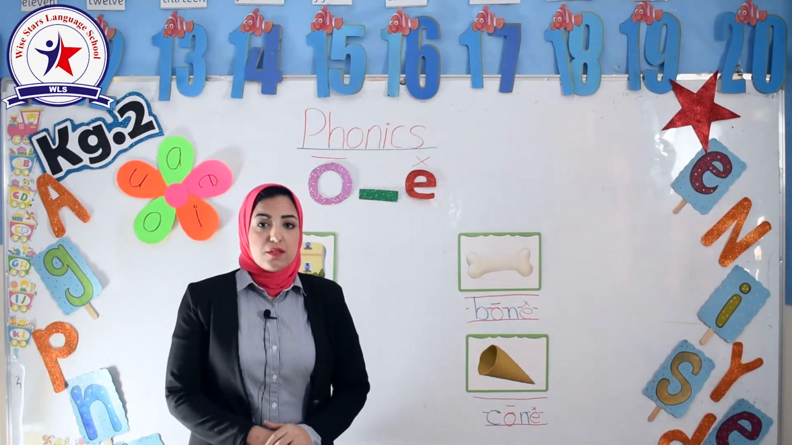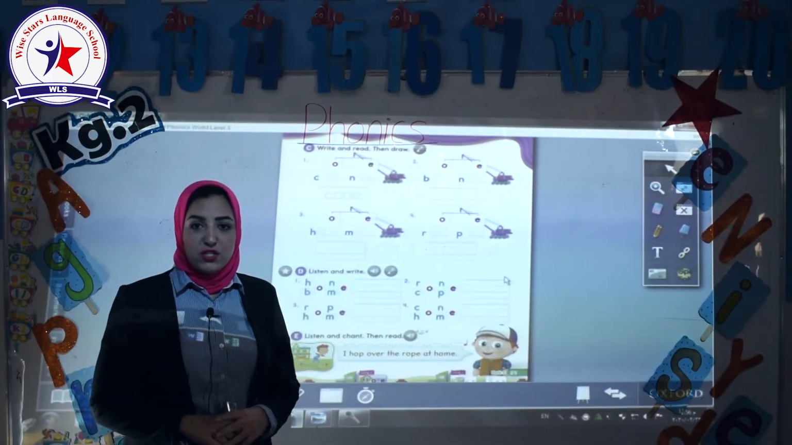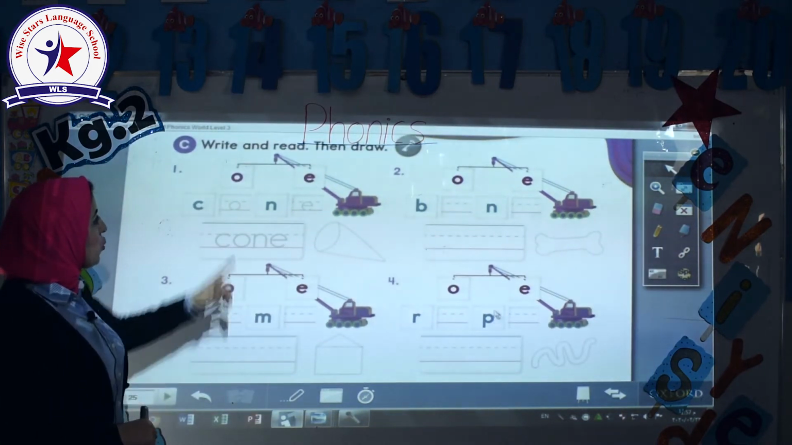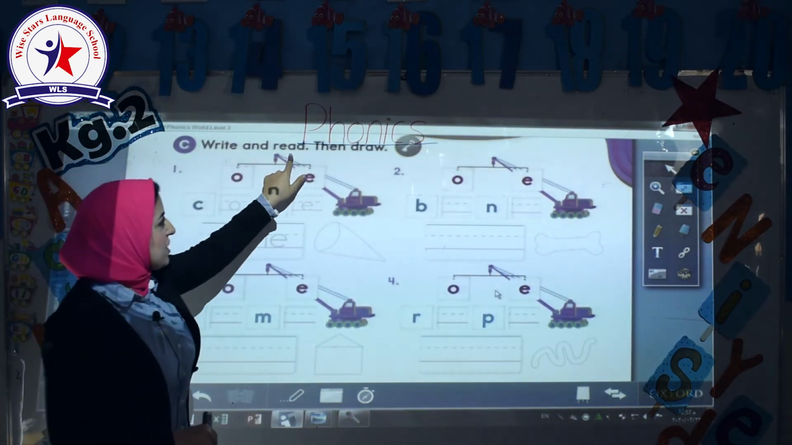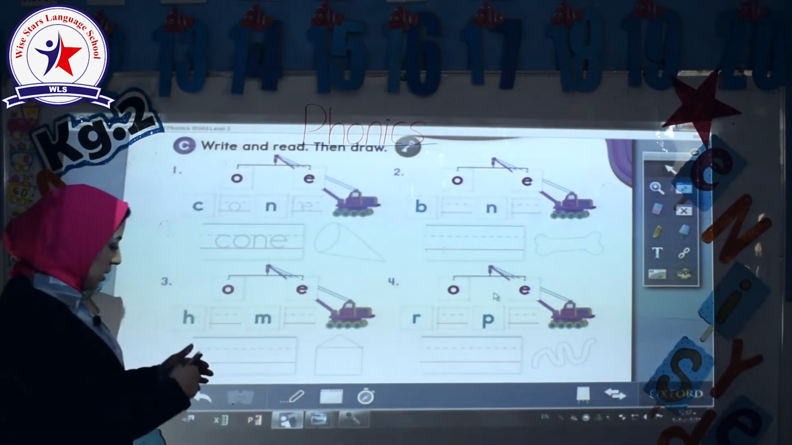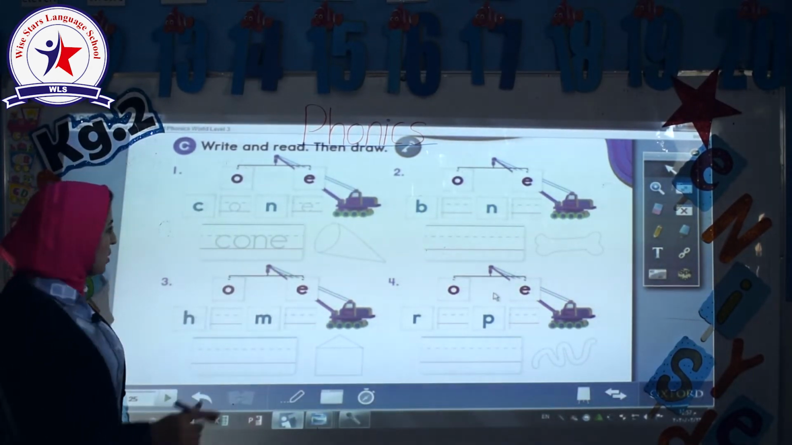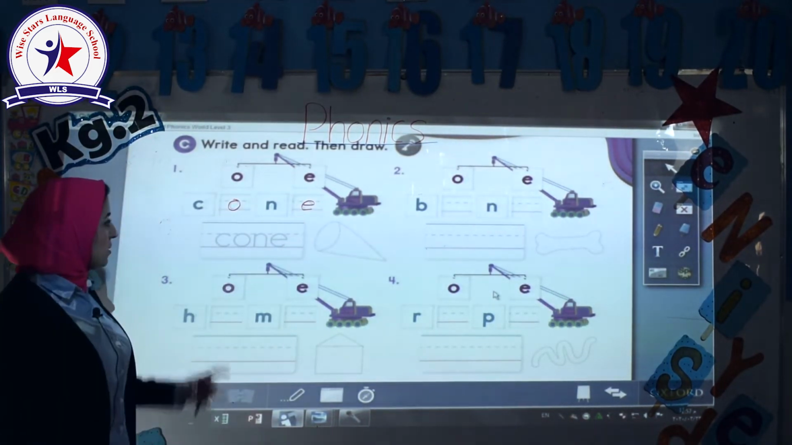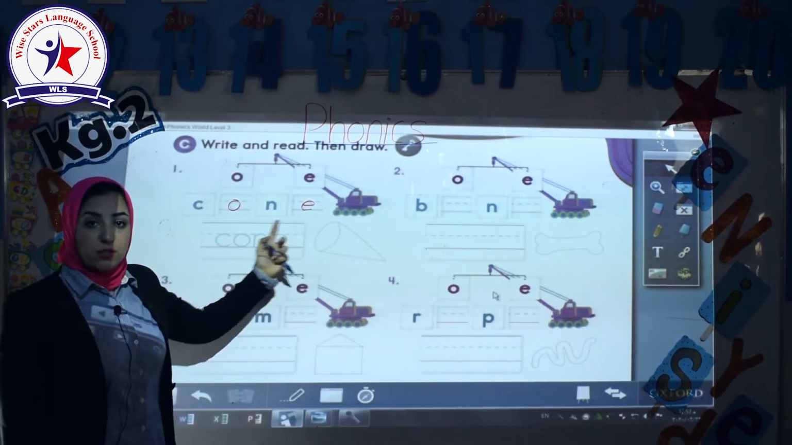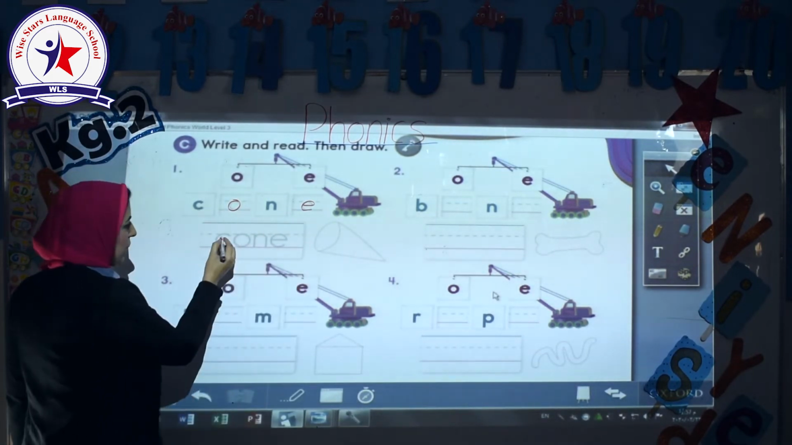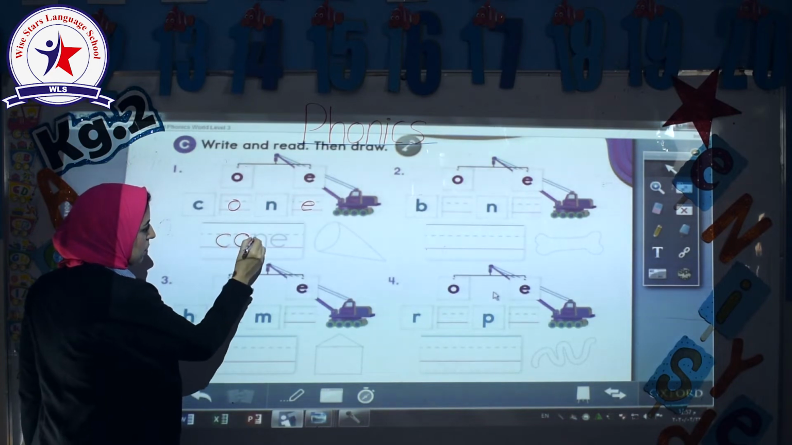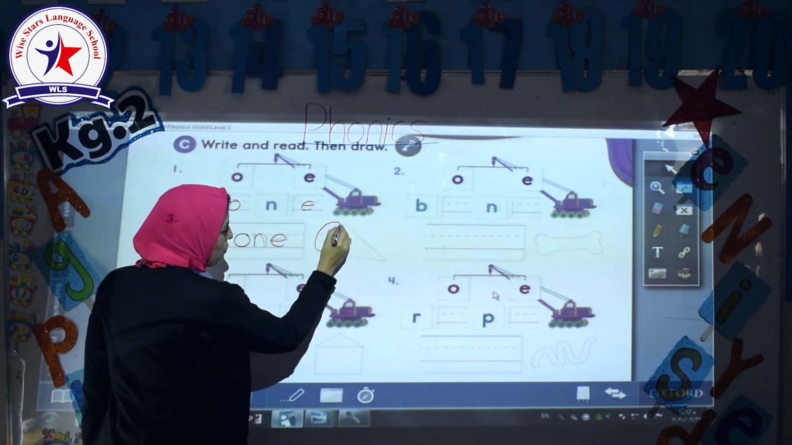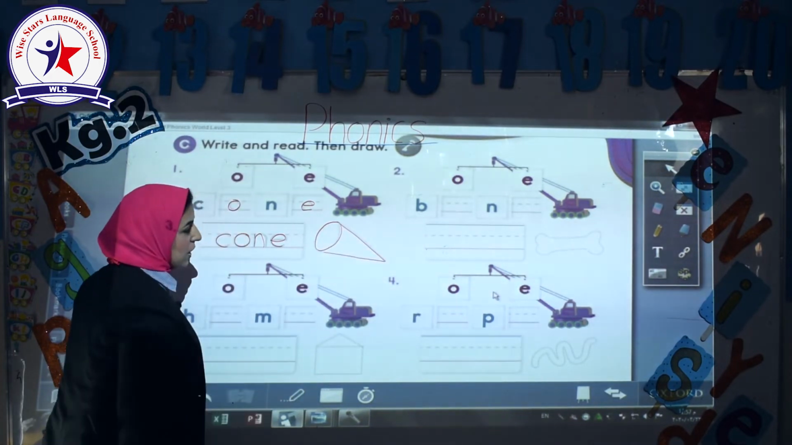Let's bring your book and open the page. Now, open your books on page 25. Number one, write and read, then draw. We will write long O and magic E. O and magic E. Let's read. It will be cone. Let's write cone. And let's draw a cone. Just a trace.